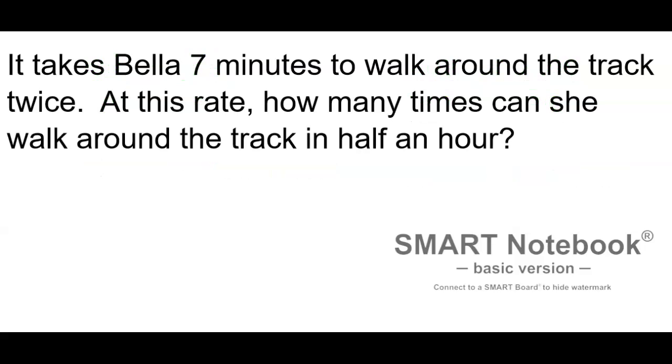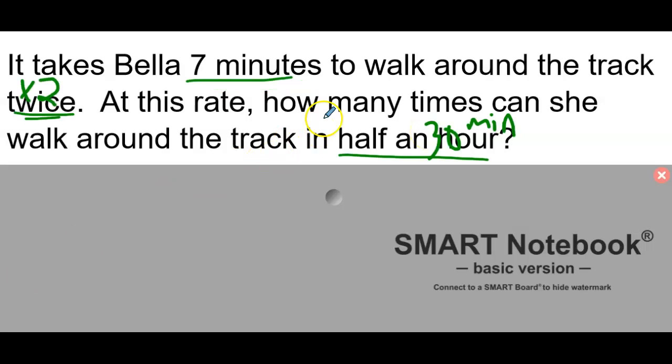So what about if Bella takes 7 minutes to walk around the track, and she does it twice? What does twice mean again? At this rate, how many times can she walk in half an hour? So this is in minutes, and this is in half an hour. So how many minutes are there in a half an hour? That's going to be important. So let's look at that. Twice means times 2. Half an hour means 30 minutes.